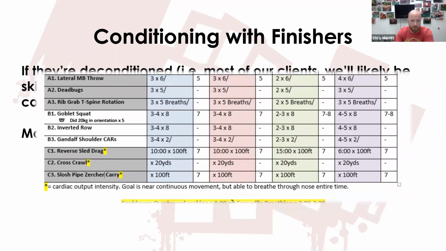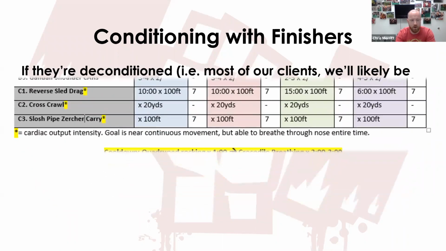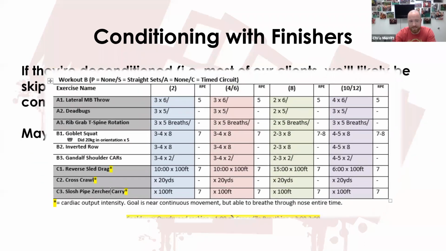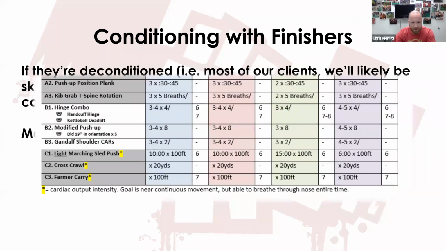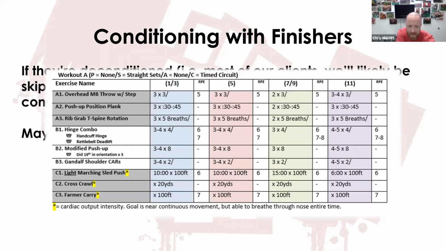Workout B, we went reverse sled drag, cross crawl, slosh pipe, Zercher carry. And I'm not saying you have to be this detailed with stuff, but to round out full body, I'm going to go back out to the full program. So this was a hinge day, right? And then light marching sled push.